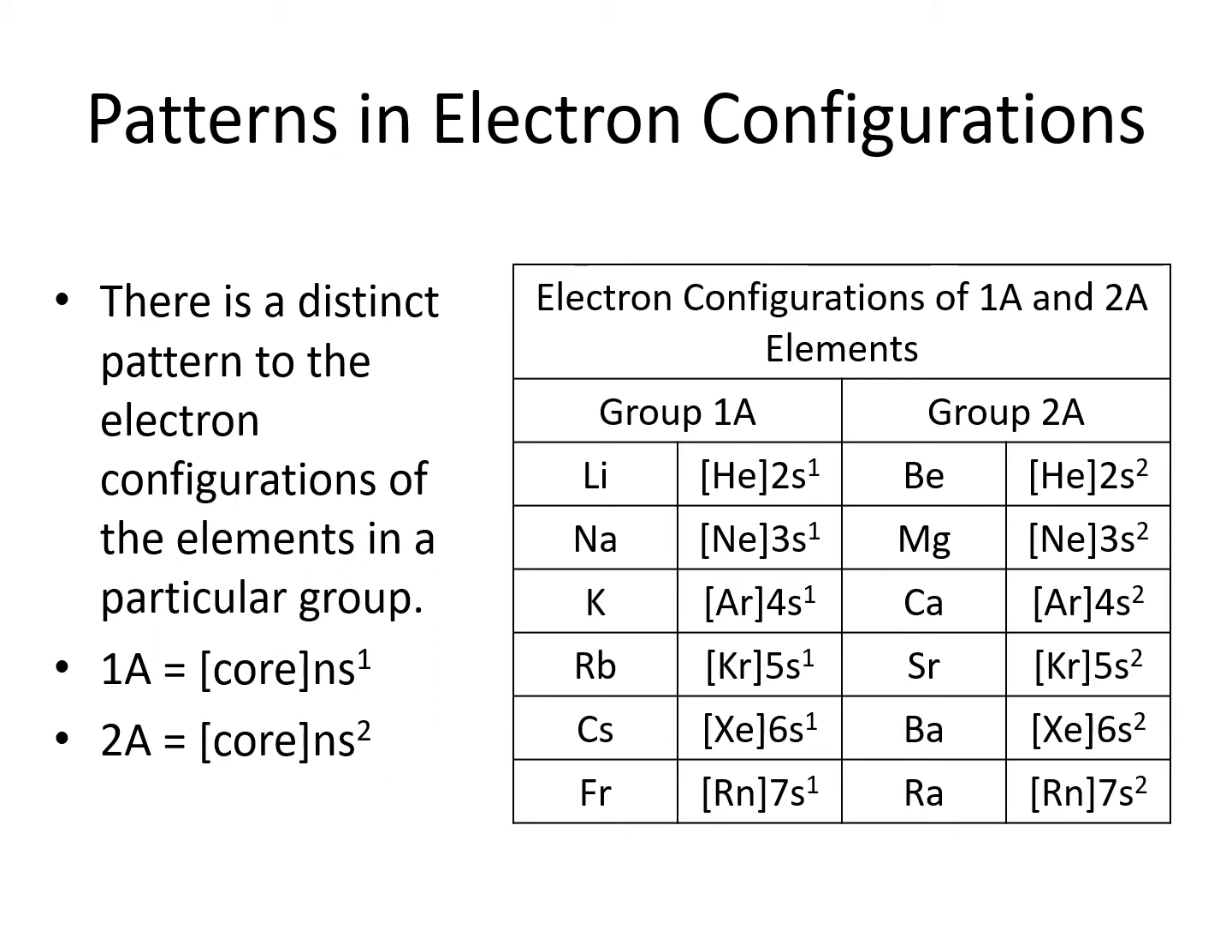In the same way, we could write the generalized form for 2A as core ns2. For example, beryllium has a helium noble gas core and then 2s2 for its valence electrons. Magnesium has a neon noble gas core and 3s2 for its valence electrons. See if you can come up with generalizations for the other groups in the periodic table.